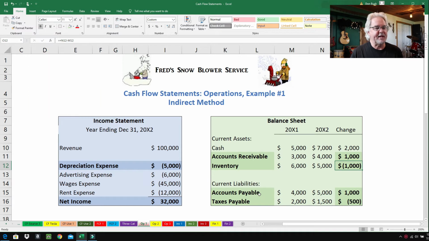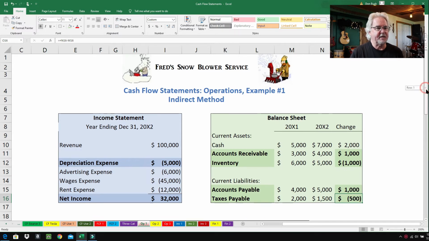Coming down here, we have accounts payable. Accounts payable was 4,000, now it's 5,000. It appears that we are borrowing money from our suppliers, $1,000. And then taxes payable was 2,000, it dropped down to 1,500, so it looks like we're paying our taxes. We paid $500. So let's see how this all gets put together.